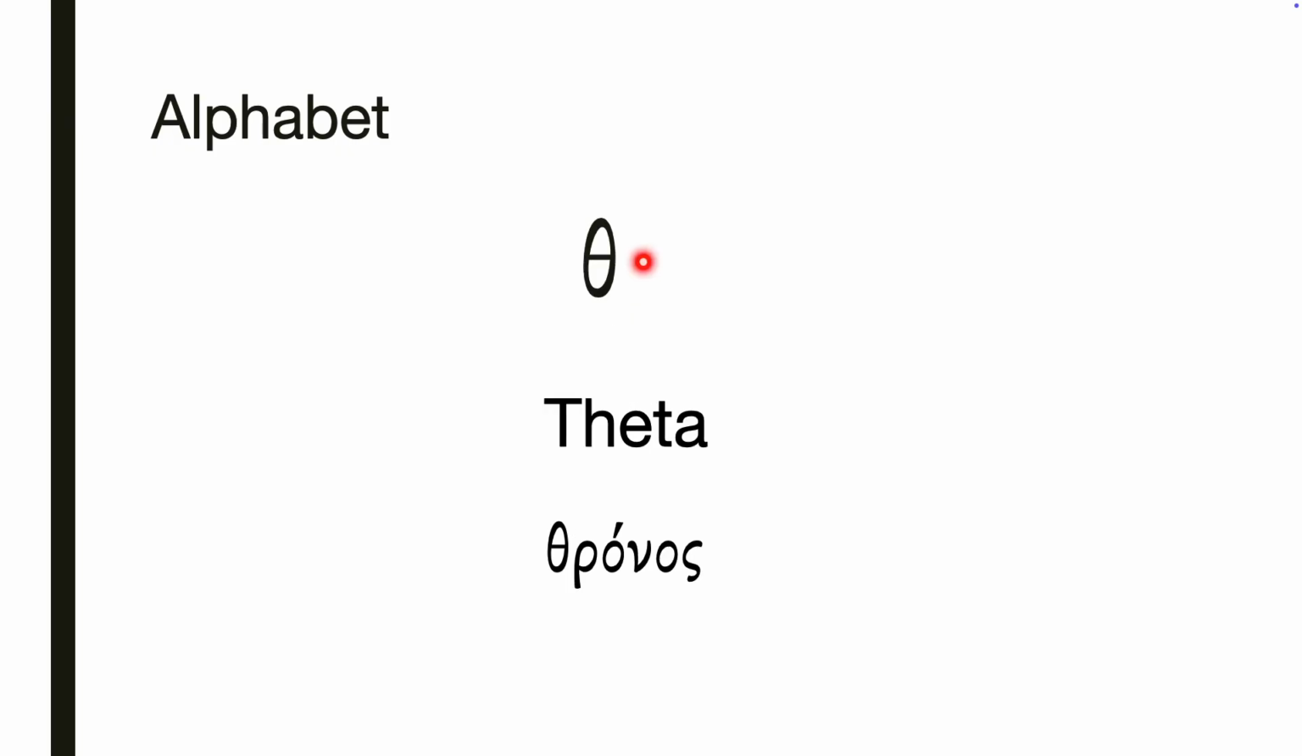Theta makes a th sound, as in thronos. Iota makes an i sound, as in idios.